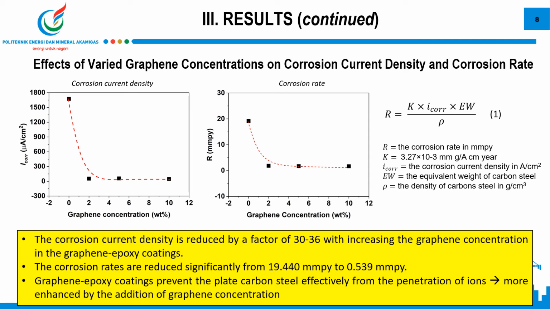So we can say that graphene epoxy coatings prevent the plate carbon steel effectively from the penetration of ions. The more graphene concentration, the more the corrosion protection resulted.